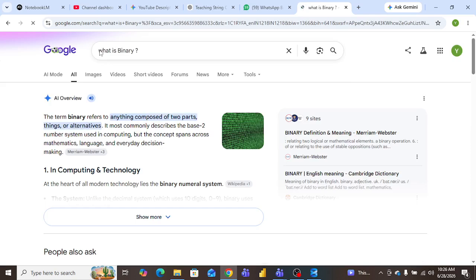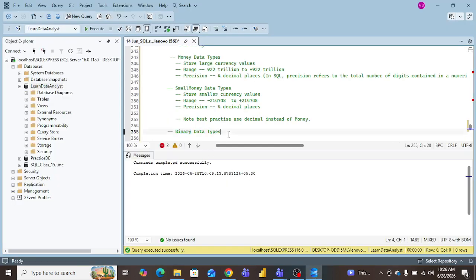The term binary refers to anything composed of two parts, things like alternatives. Most commonly it describes the base two number system used in computers. What does that mean? Two numbers, 0 and 1. Am I right? Okay. So you understood, no need to explain binary, right? But still I will tell you.